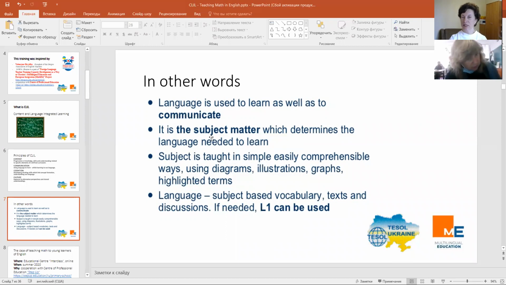So it is important to know what is the subject matter, because if we teach math, then it is the mathematic language that we will be using. Subjects are taught in very simple, comprehensible ways, and it's not a big mistake if you use L1, if you use, for example, Ukrainian or Russian in the language classroom. It's okay, because you need to make this material comprehensible for your language students.